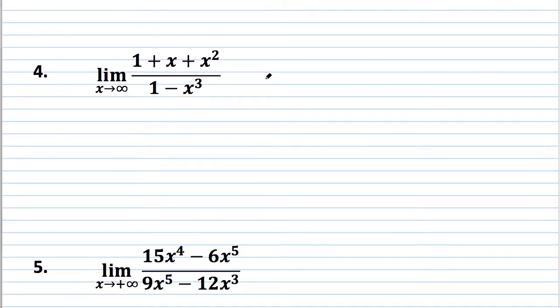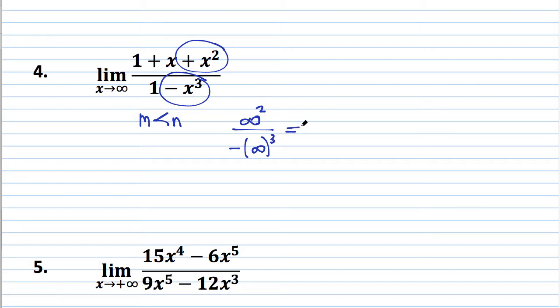For number 4, we again have the same case where we need to compare degrees of the numerator and denominator. In this case, my numerator has degree 2, while my denominator has degree 3. So m is less than n, and I will have positive infinity squared in my numerator over negative infinity raised to the third. So here my denominator grows faster than my numerator. So in this particular case, the limit actually is 0, because the denominator grows faster than my numerator.